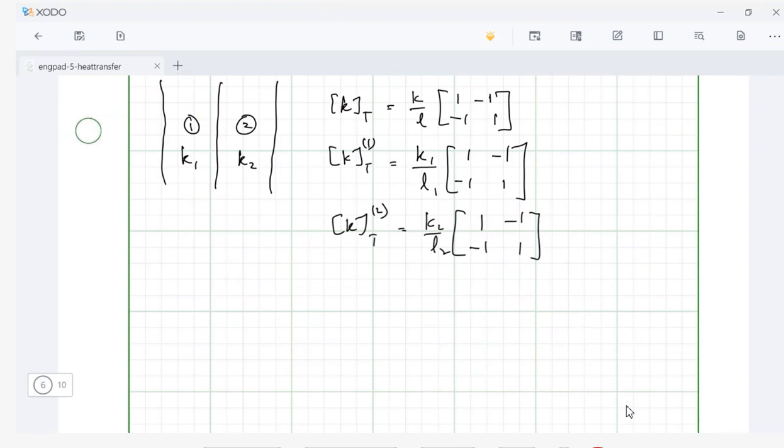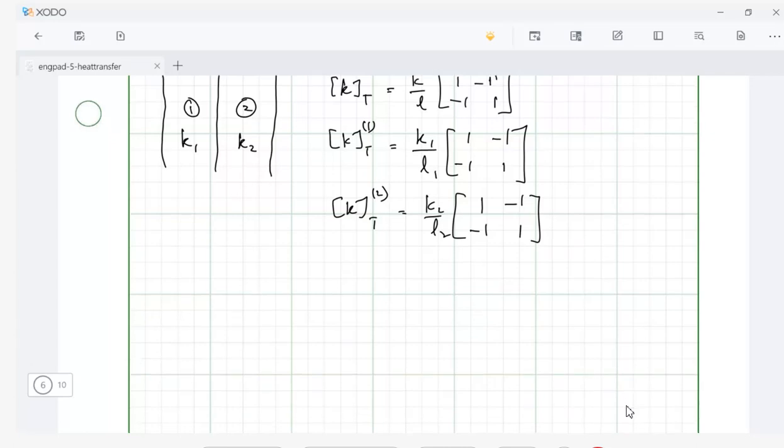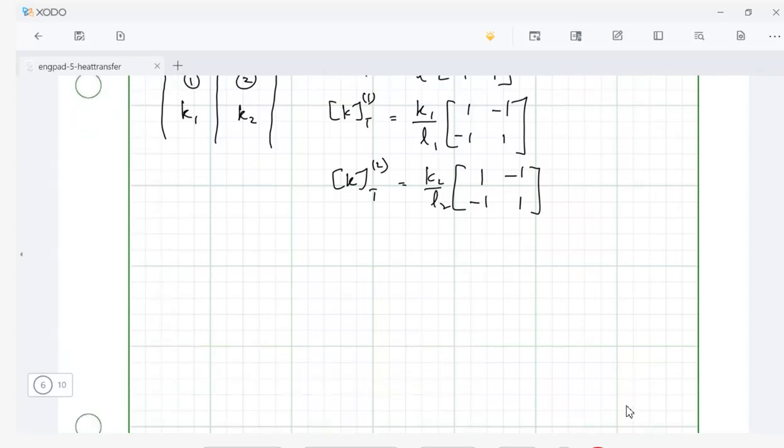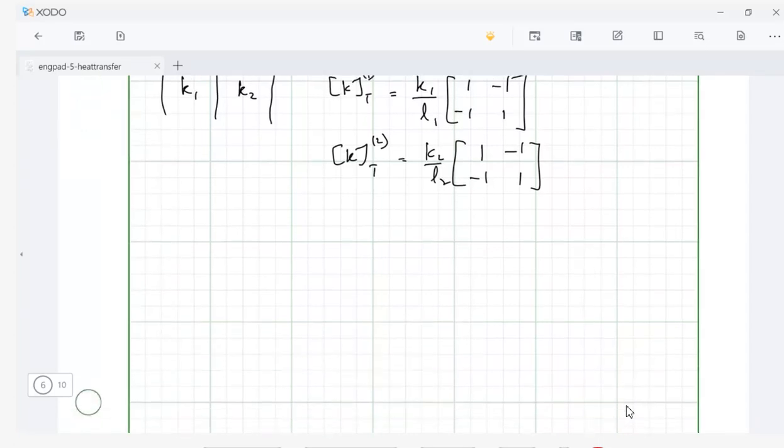So let's make it simple maybe. L1 is equal to L2, for example. Okay, somebody answered. Thermal conductivity, K. I'm not sure, but hopefully it's correct. Okay, so this is, again, element 1 and element 2. So what is the global? Remember K capital for the global.